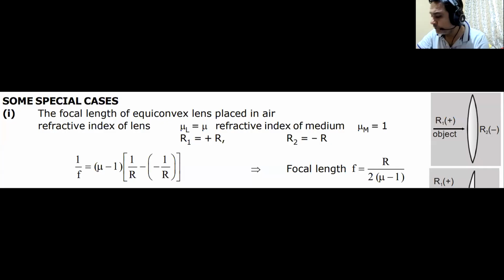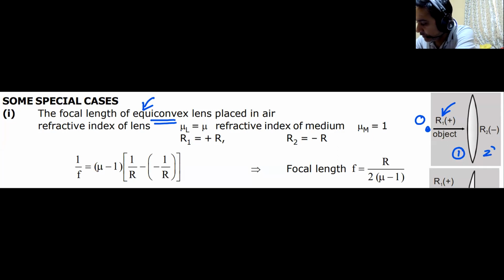Well, in any case, we'll have to do all these special cases, and we can start with the special case of the focal length of an equiconvex lens. Equiconvex means both the radii of curvature are equal. Here, if you can look, the object is placed here. So this surface becomes our first surface, and this surface becomes our second surface. Do we understand this?